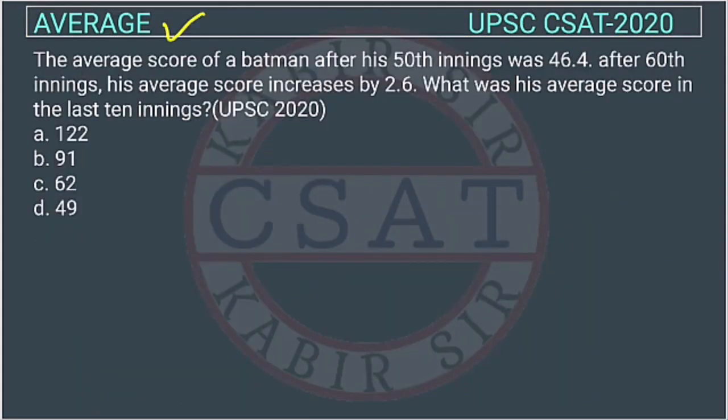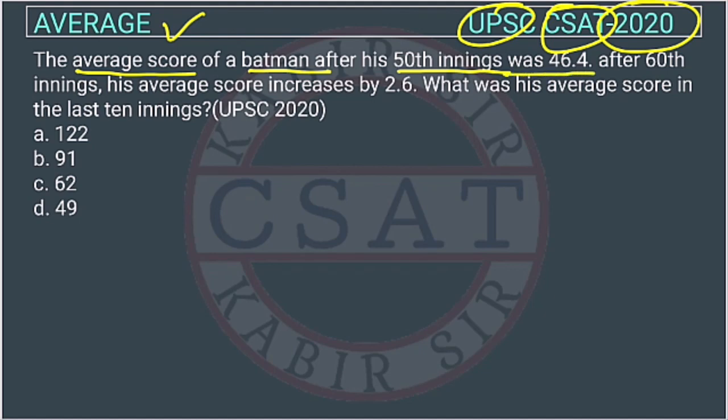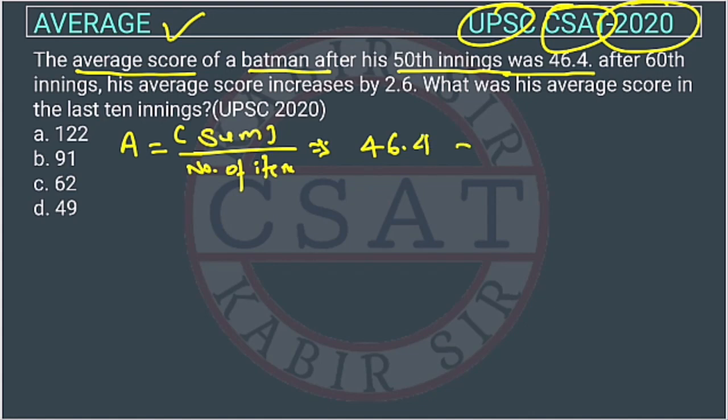This is a question of average asked in the UPSC CSAT exam 2020. The average score of a batsman after his 50th inning was 46.4. So what is given? As we know, the formula of average is the sum upon the number of items. They have given the average, 46.4, of 50 innings. Suppose N1, N2 like that till N50.